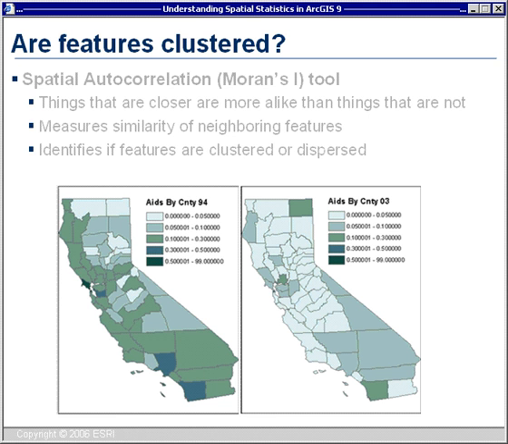In any case, we're showing here the number of new AIDS cases by county in California for both 1994 on the left and 2003 on the right. Our question is, how is AIDS spreading? Is it rapidly spreading outward from the high-risk areas to the surrounding counties, or is it remaining geographically fixed? Knowing this could help health authorities determine how to best address the problem.